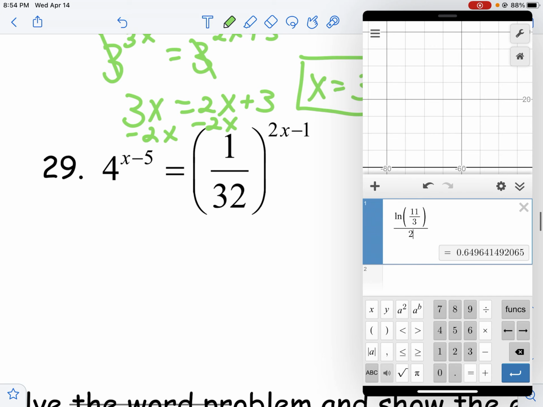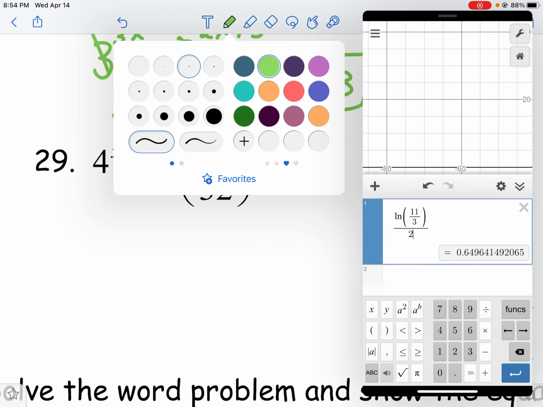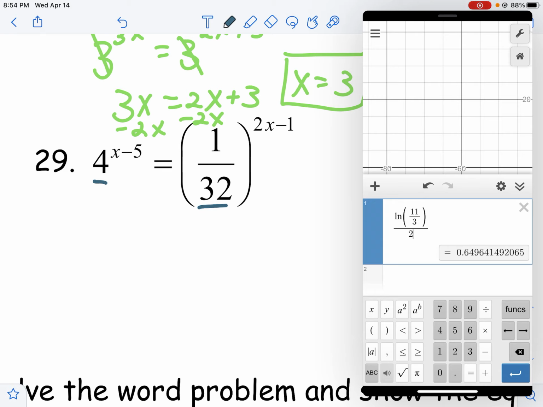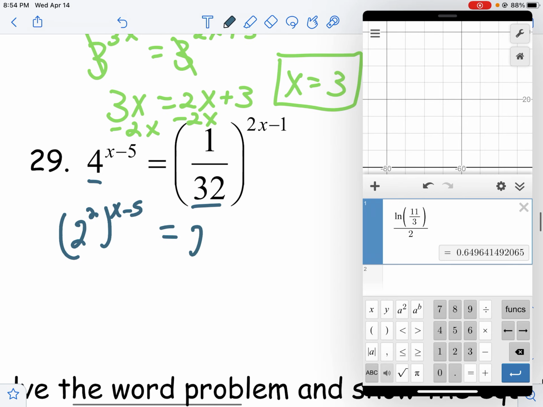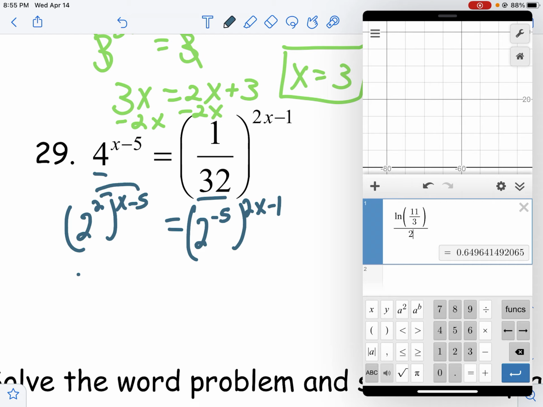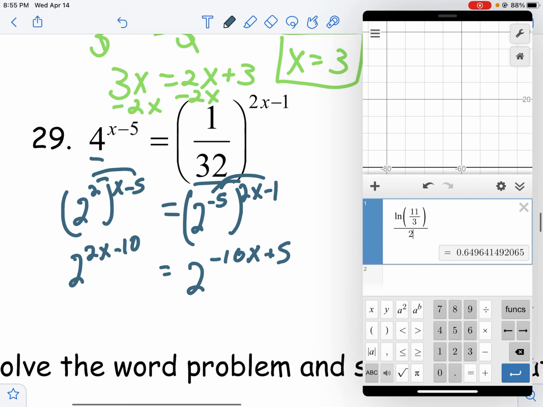All right, moving on. So number 29 here, we need to first discover how can 4 relate to 1 over 32. Well, 4 and 32 are both perfect powers of 2. So that would be 2 squared would be 4. So we're going to go 2 squared, x minus 5. 1 over 32, we get 2 and raise it to the negative 5th power. That would make 1 over 32. And then that's raised to the 2x minus 1. Distribute the 2, so we get 2 to the 2x minus 10 is equal to 2. Distribute the negative 5, so negative 10x plus 5.